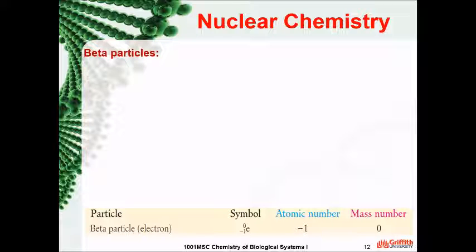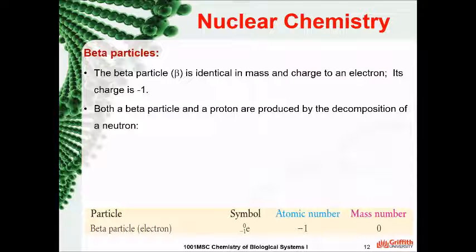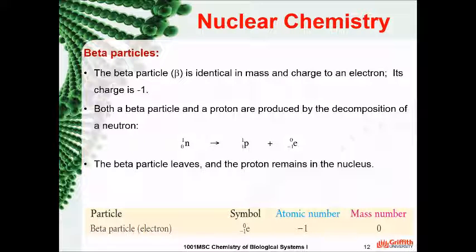Some elements emit beta particles or go into beta decay. So what is a beta particle? A beta particle is identical in mass and charge to an electron. Therefore, it has a charge of -1. Both a beta particle and a proton are produced by the decomposition of a neutron, according to the following chemical reaction. The beta particle leaves and the proton remains in the nucleus. The beta particle is written as the Greek sign beta, or 0/-1 E.